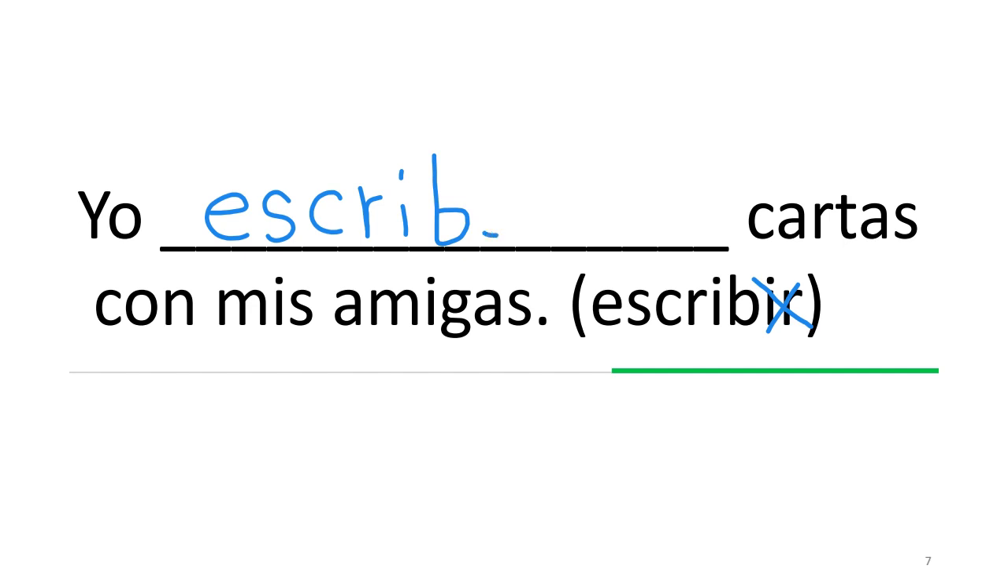All right. And then we need to figure out what's going to go on the end of our verb. We're going to look at our subject. Our subject is yo. We know that's I. And whenever our subject is yo, we're always going to have an O ending. Okay. So we're going to end up with escribo. Yo escribo cartas con mis amigas. I write letters with my friends.